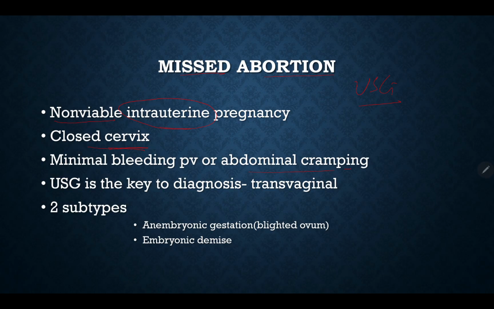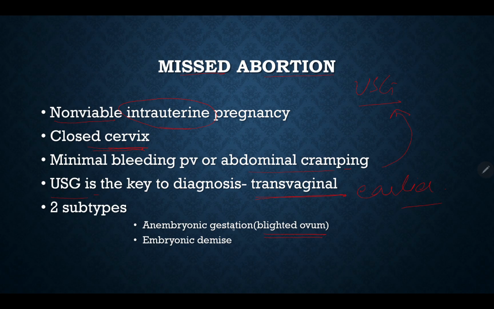A woman comes to you with maybe minimal bleeding PV or with lower abdominal pain and you advise for ultrasound and you get to know that still the cervix is closed but the pregnancy or developing embryo is non-viable. Ultrasound is the key to diagnosis, which is transvaginal ultrasound. You can detect earlier in case of transvaginal ultrasound. Now, there are two subtypes of this missed abortion. One is anembryonic gestation, which was earlier also called blighted ovum, and the other is embryonic demise.